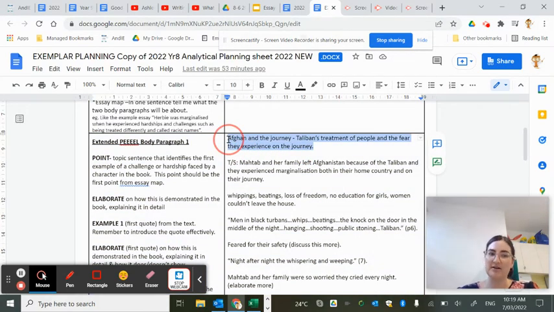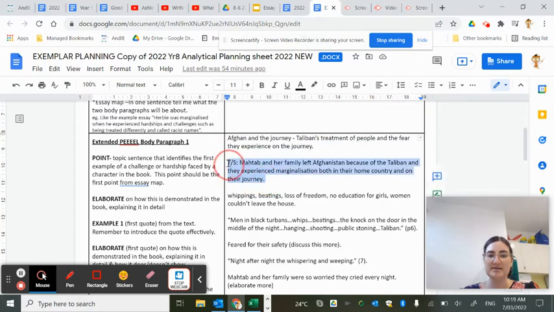So I'm going to cover in my body paragraph Afghanistan and the journey. And the things I'm going to talk about are the Taliban's treatment of people and the fear they experience on their journey. So that's the whole guts of what my paragraph's going to be about. Okay, that's just a heading for myself, so I know what's going to be in there.